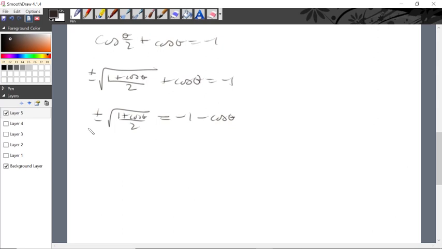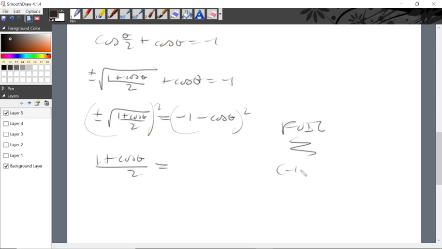Then we can square both sides. So we can square all of this, and we can square all of this. Squaring gets rid of the square root, and we're just going to have (1 plus cosine theta) over 2. And on the right, we're going to have to FOIL. We're going to do -1 minus cosine theta times -1 minus cosine theta. Okay, so that'll give us 1 plus 2 cosine theta plus cosine squared theta.